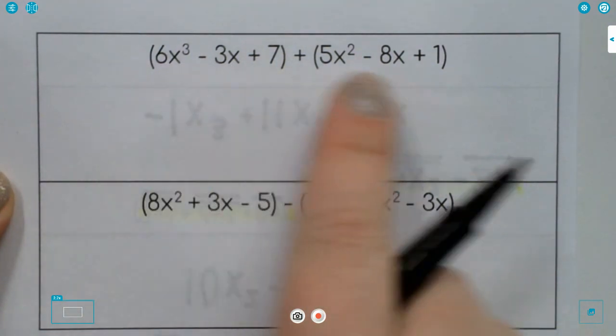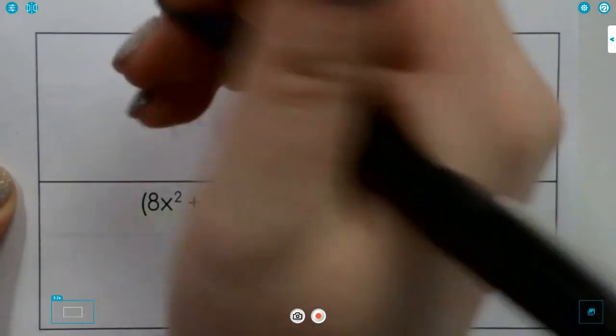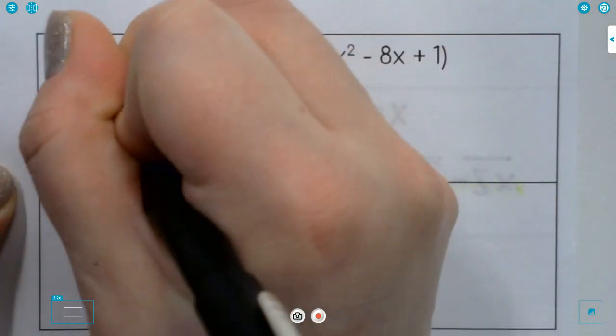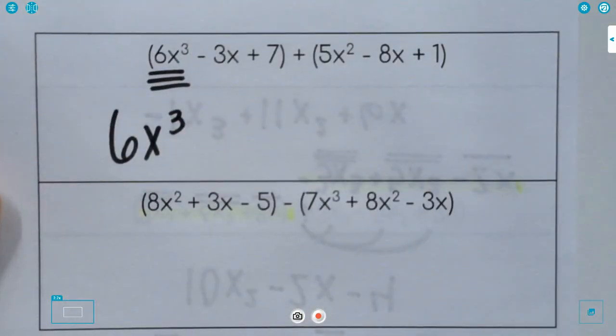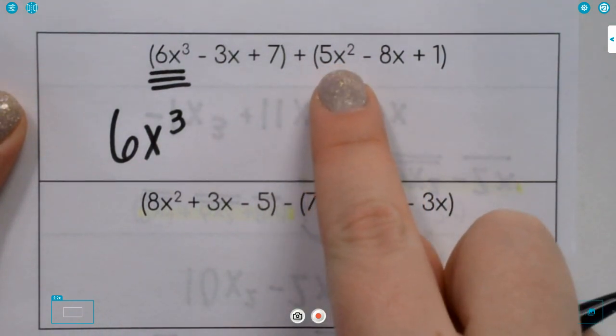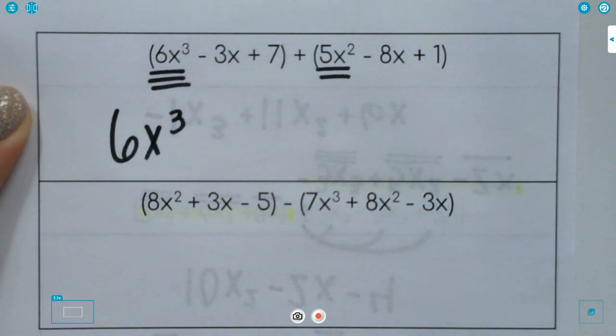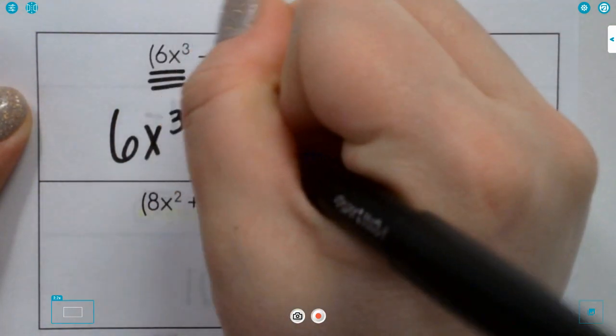I have a 6x cubed. This polynomial does not have an x cubed to give me. So this 6x cubed stays the same and becomes part of my answer. We want to go in order from highest to lowest, so I'm going to look at my x squareds next. This 5x squared has nobody to combine with, so he stays by himself.